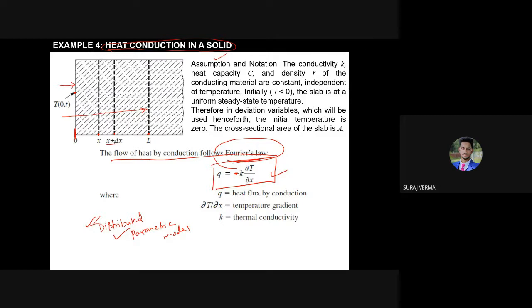Gradient is the decreasing function. So what is the Q? Q is the heat flux by the conduction. K is the thermal conductivity, and del T by del X is the temperature gradient. Temperature gradient decreases as we are going inside. So any question up to this point? Slab area is A. Okay. तो आपको ये फाइंड आउट करना है ट्रांसफर फंक्शन. Any question? Can you proceed further?